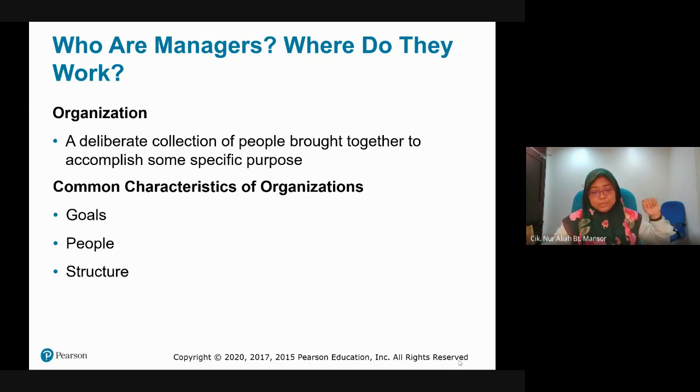And so when we refer as diverse, managers pun diverse lah, diverse of age, in terms of gender, in terms of race, and in terms of religion, belief.